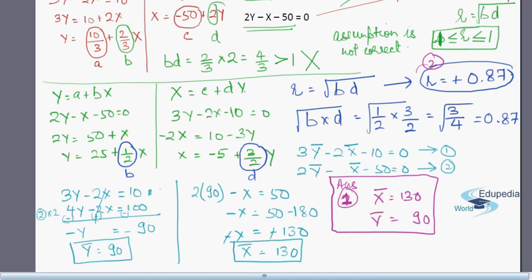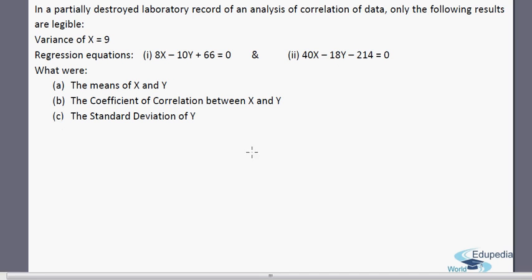Well, just to consolidate your understanding, let's take a question, and this time you'll be solving it yourself. The question goes this way: in a partially destroyed laboratory record of an analysis of correlation of data, only the following results are legible. The variance of x is given as 9. Both the regression equations are given to you, and then they're asking you the means of x and y. We have already solved this. The coefficient of correlation between x and y, and the standard deviation of y. So pause me for a while and solve it yourself.